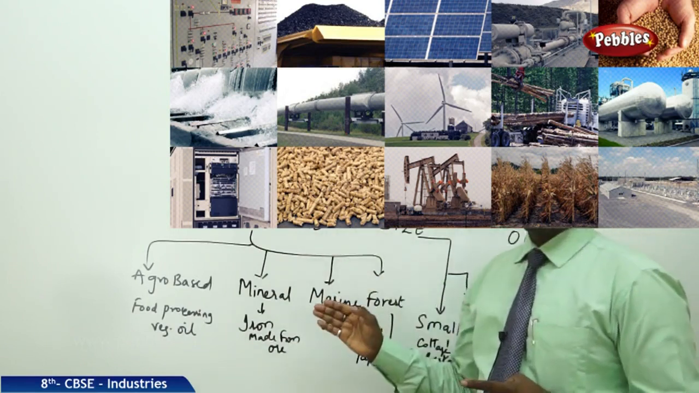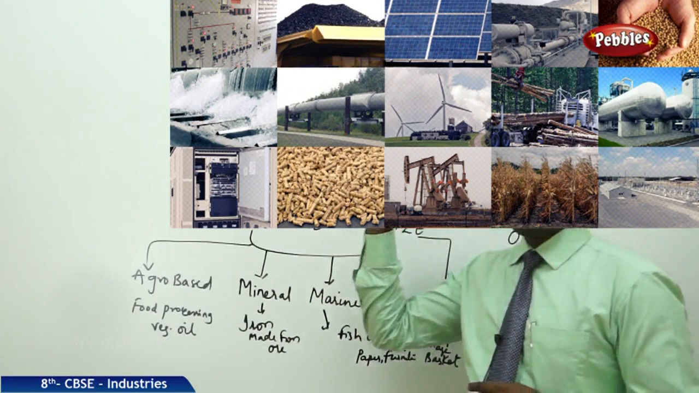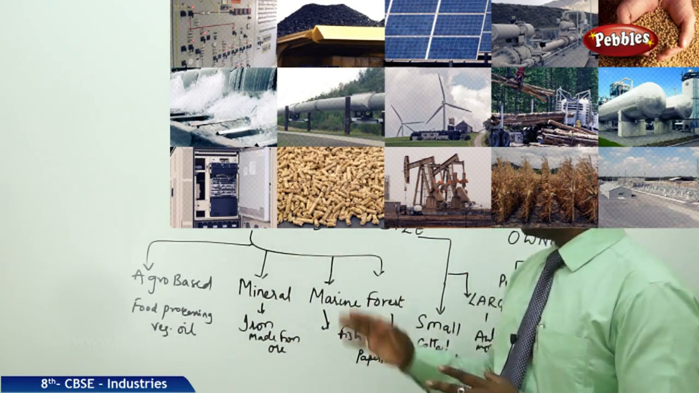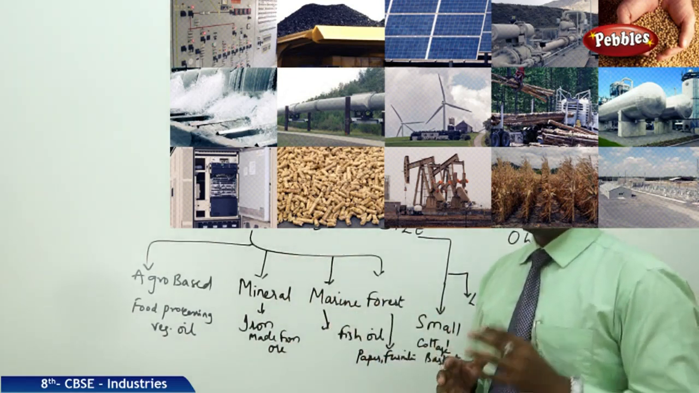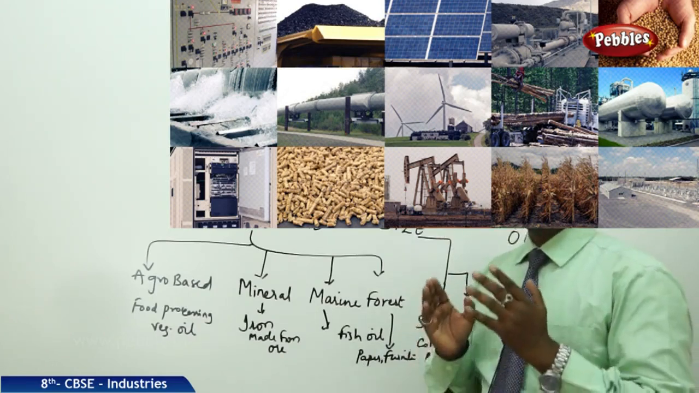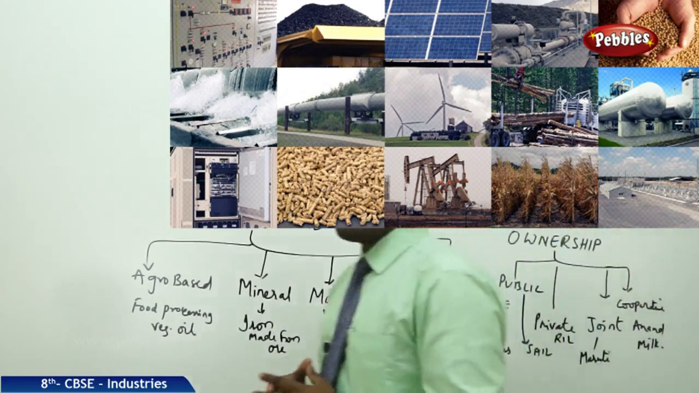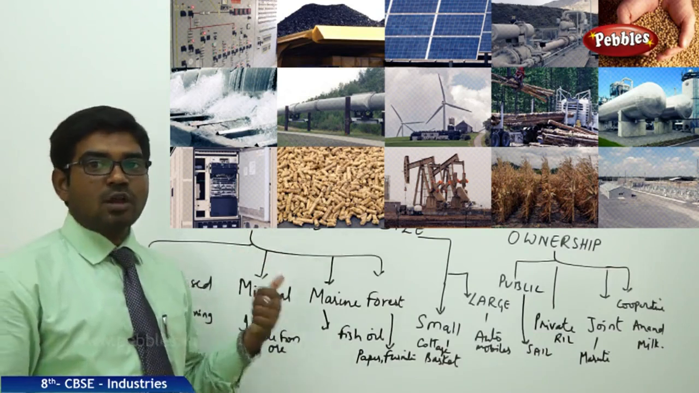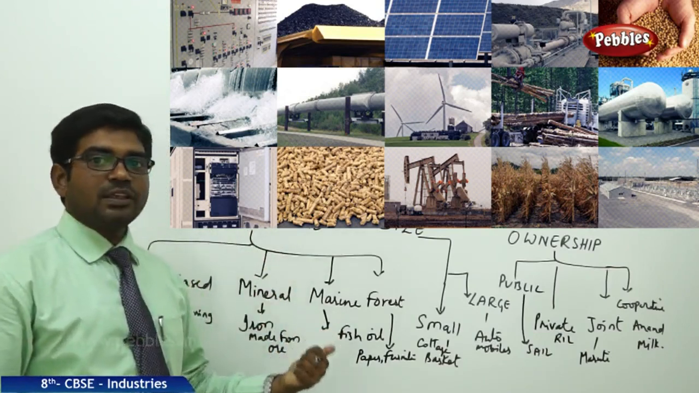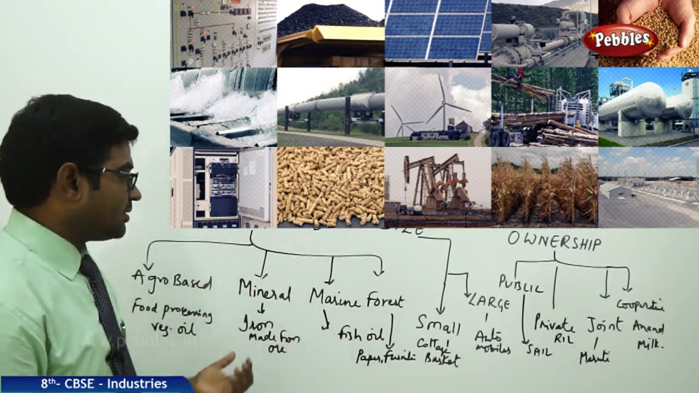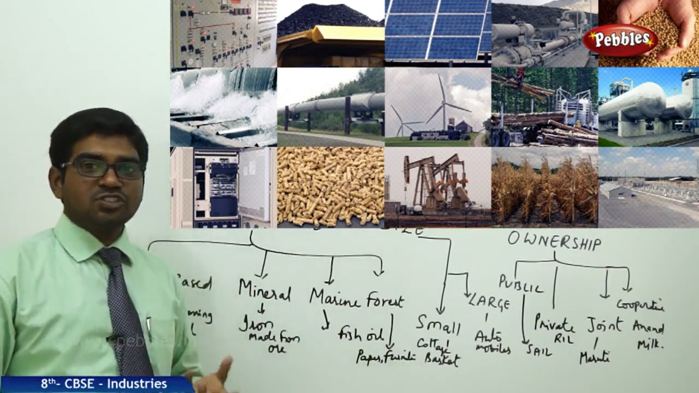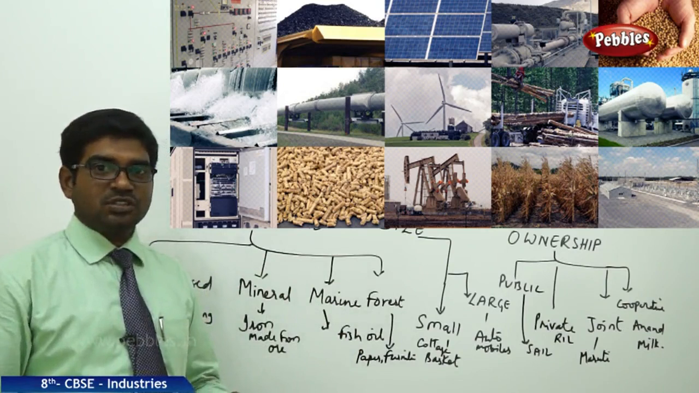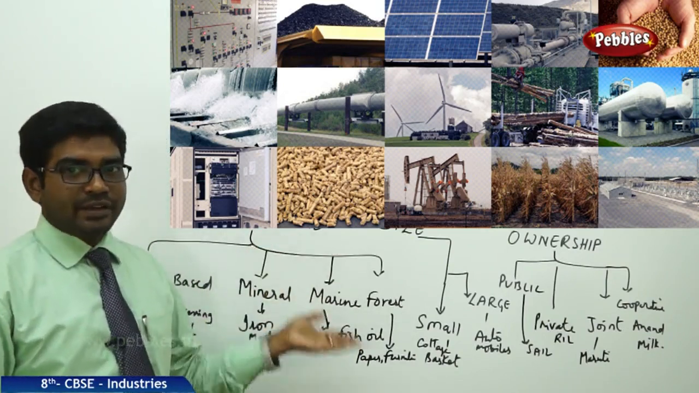If the raw material is a mineral, the industry which runs by getting a mineral as raw material is called a mineral based industry. That is iron made from iron ore. So the iron manufacturing industry is a mineral based industry. Moving to the third one, we have the marine based industry. If the industry is extracting its raw materials from the marine region, then it's called a marine based industry. Example, fish oil. We get fish in the seas and oceans, the marine life. When we extract oil from the fish, that is an example of a marine based industry.